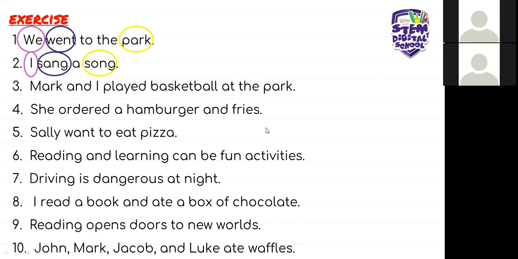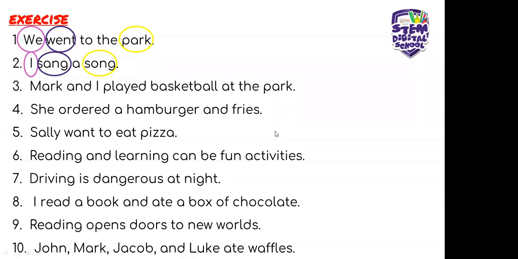Okay. So Mark and I played basketball at the park. So that is the one from who or what? Who or what? Mark and I. Who or what is doing the verb. So Mark and I, the verb is played. That is just a past tense. That is not an irregular verb. You see that? Basketball, which is the subject. Okay. It is the object, sorry. Basketball is the object.